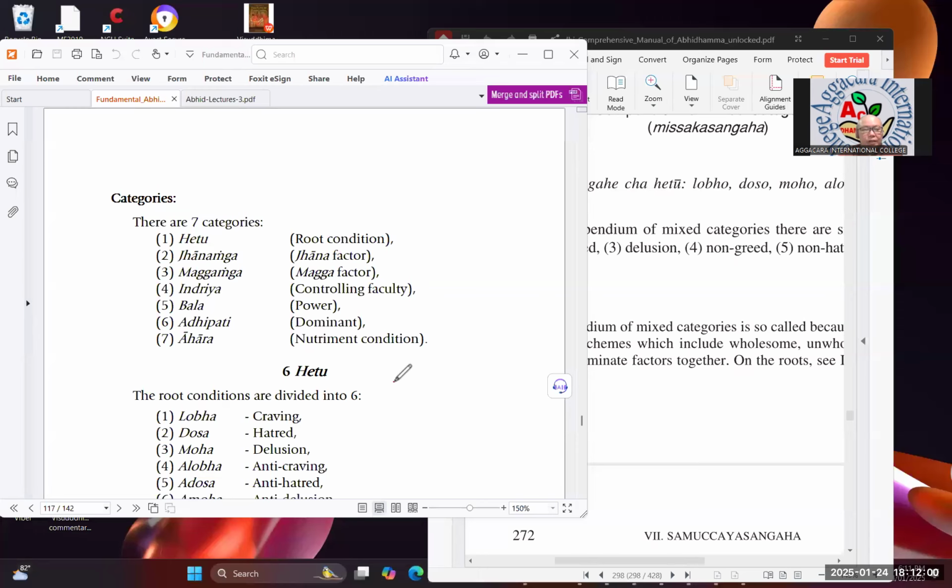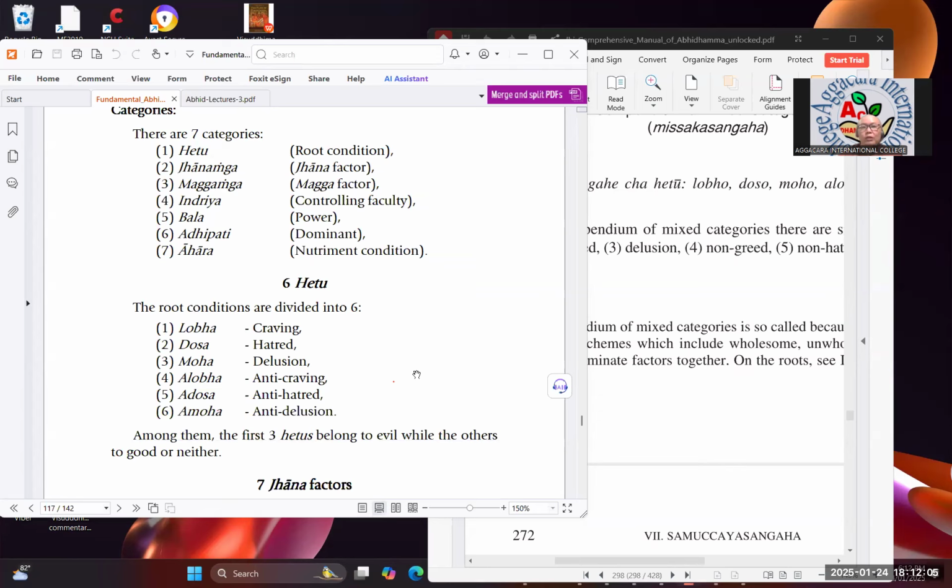Now, Hetu. This is the same as in Patthana. So normally we say Hetu. Now, remember when we learned the Patthana, the meaning of Hetu has a few meanings. One translation we call the root. Another possible translation is cause. So root or cause. If you say cause, it is more understandable.